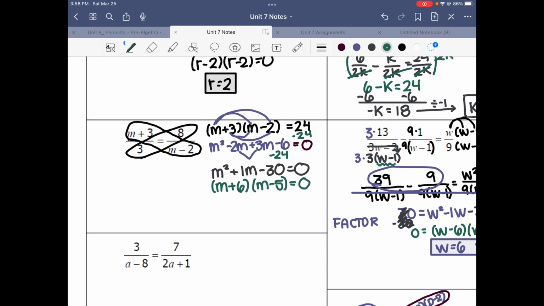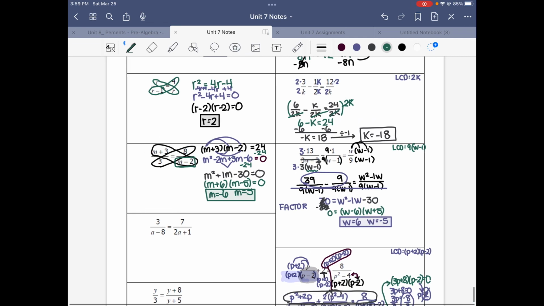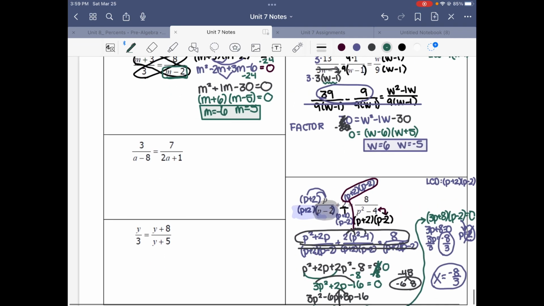Now that I have it factored, m plus 6 equals 0 when m equals negative 6. And m minus 5 equals 0 when m equals 5. And those are my two answers. Double checking, m minus 2 was my only denominator with an m in it, and negative 6 minus 2 and 5 minus 2 don't equal 0, so I'm in the clear. I don't need to cross one of my answers out.